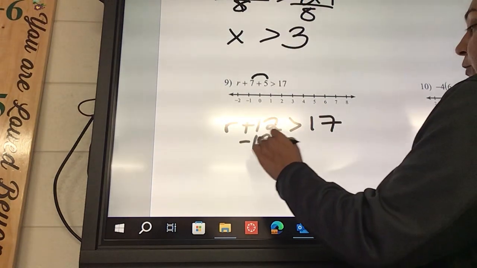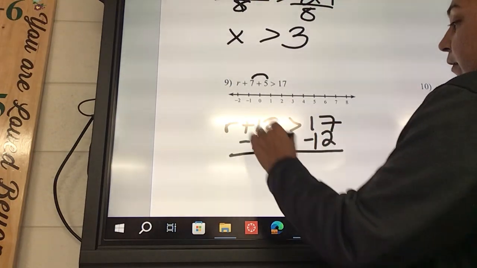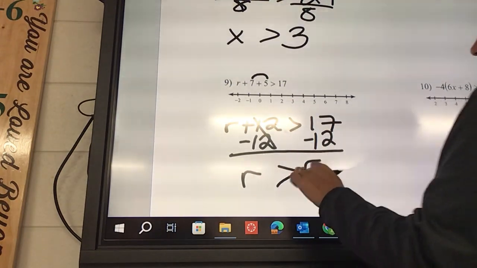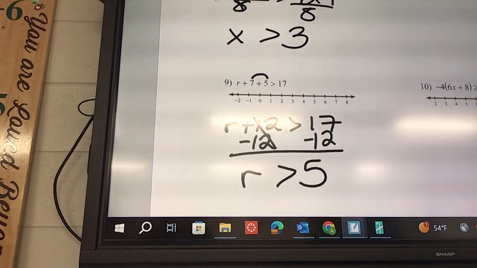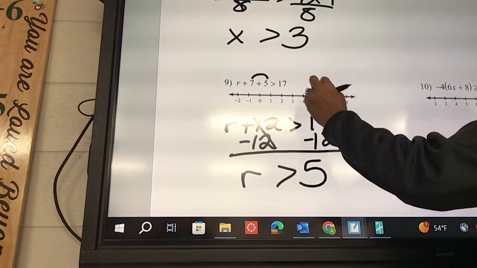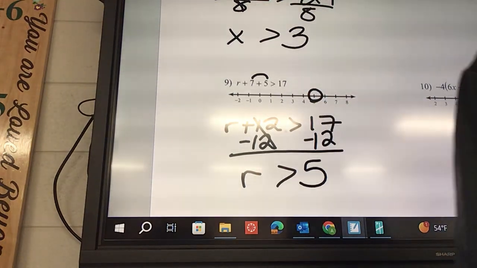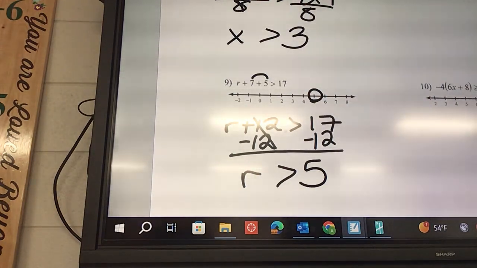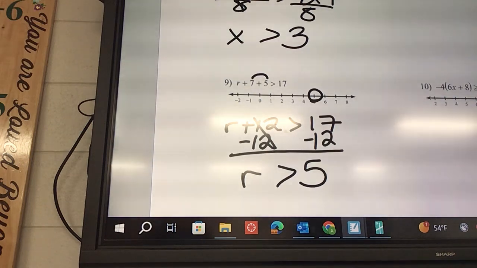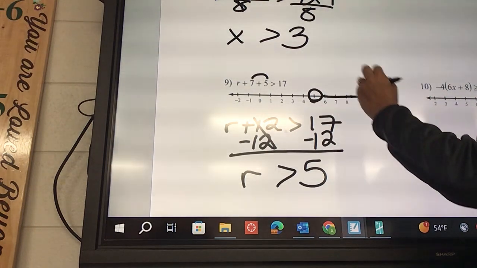Okay, we're going to minus 12 from both sides. So I'm going to get 5. Should that be open or closed? Open on the 5. Okay, and then which way? r is what? Bigger. Okay, so am I going to go left or right? To the right. Right is always bigger.